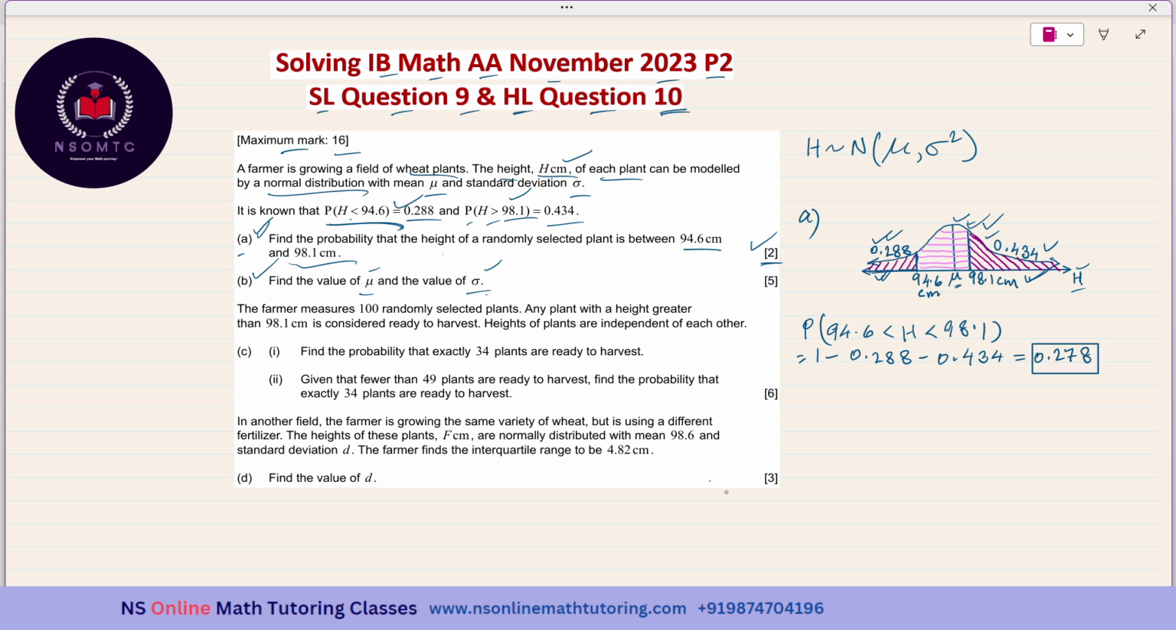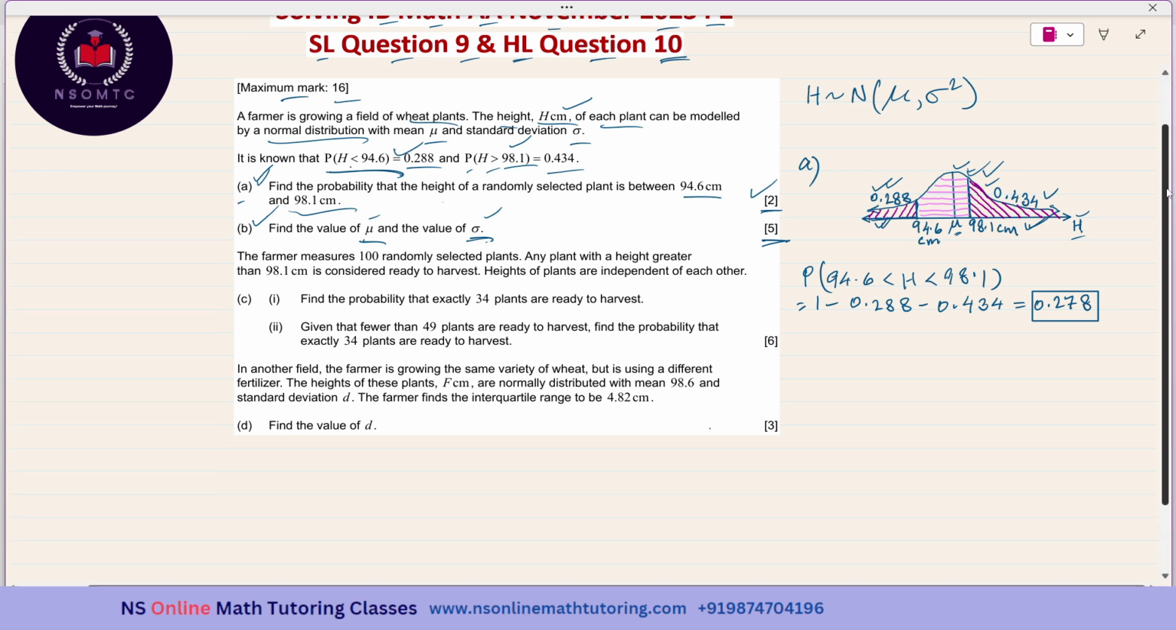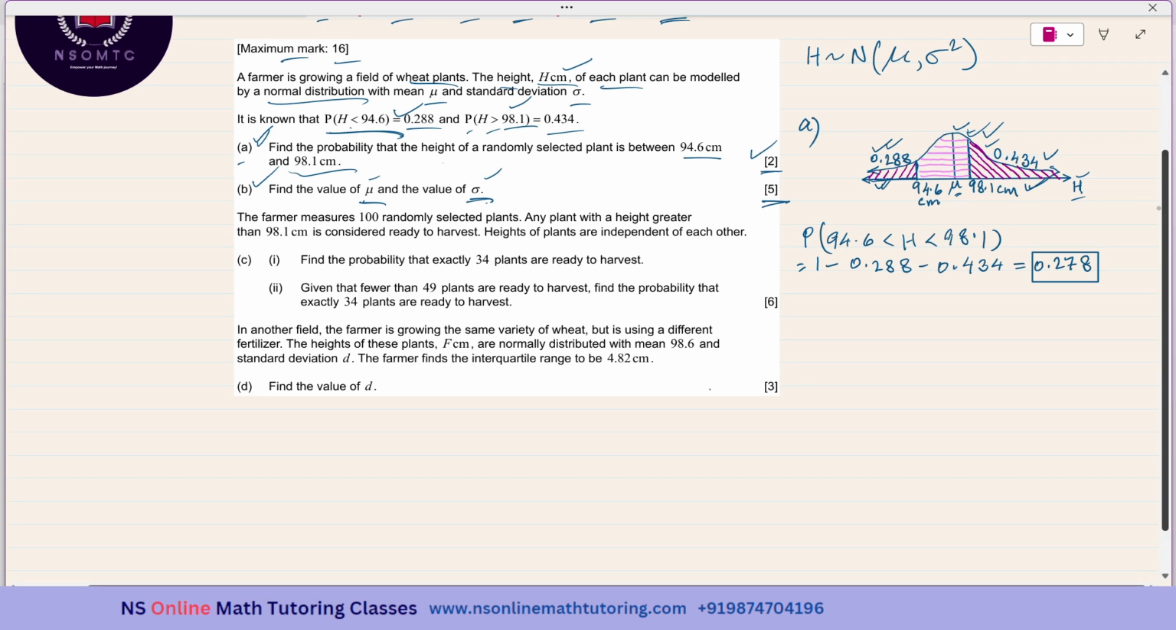Coming to the second subpart, find the value of mu and the value of sigma. It contains 5 marks. Whenever mu or sigma or both are unknown, we have to use the standardized normal distribution function, which is the Z distribution. Z is a normal distribution whose mean is 0 and standard deviation is 1. So the variance is 1 squared.